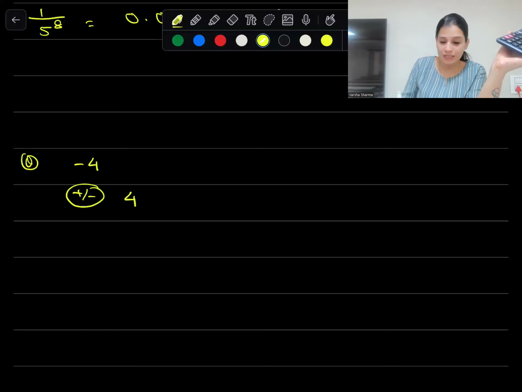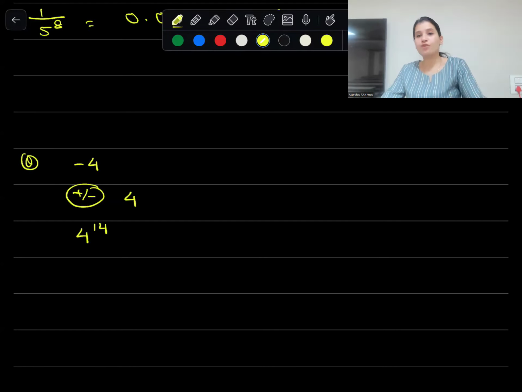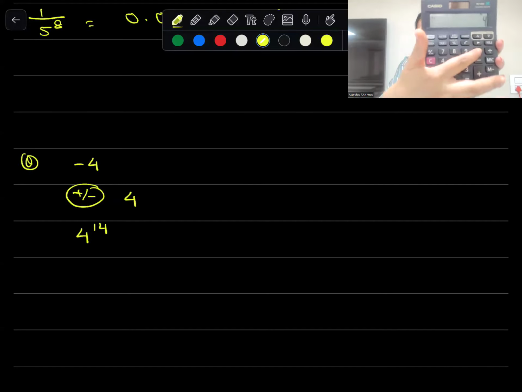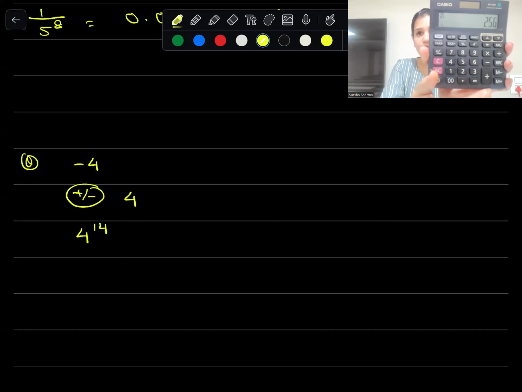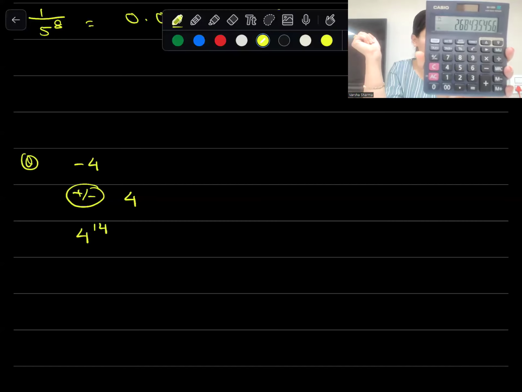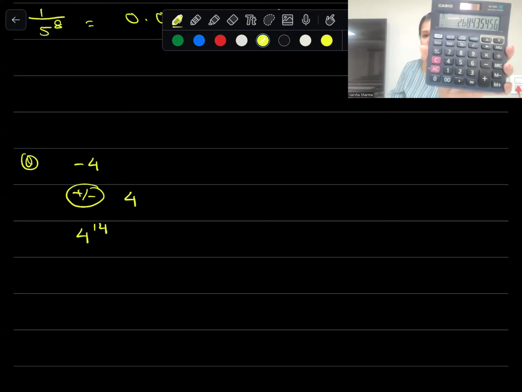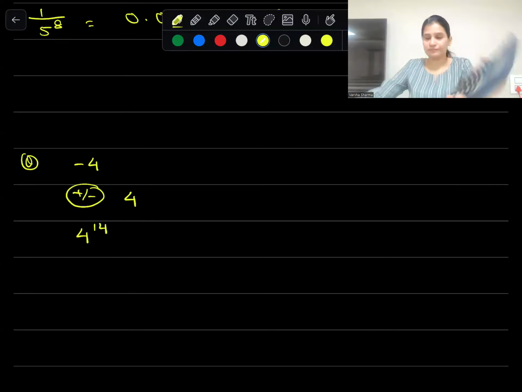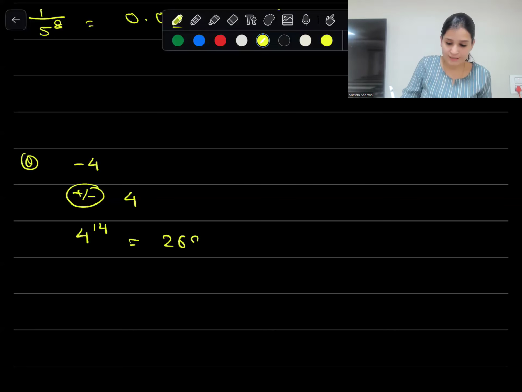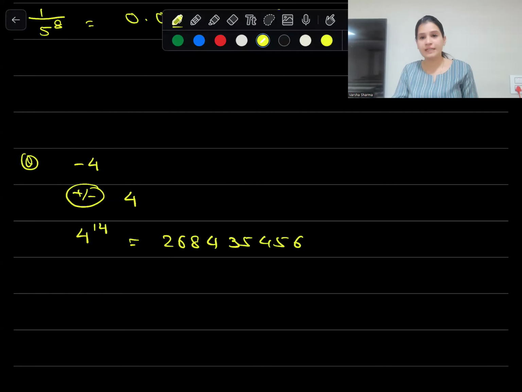So I've got 4. Now calculate 4 raised to the power 14. Done, ma'am. So that's 4 multiplying 2, 3, 4, 5, 6, 7, 8, 9, 10, 11, 12, 13, 14. Is this your answer? Yes, ma'am. Everyone got this answer? Rest of the students? Yes, ma'am. Done.